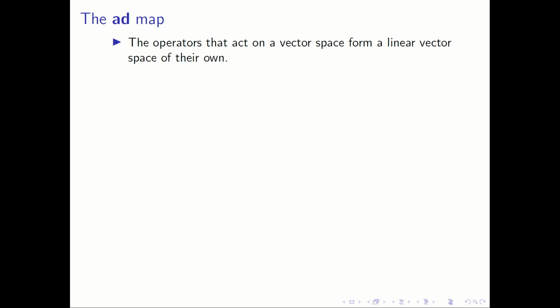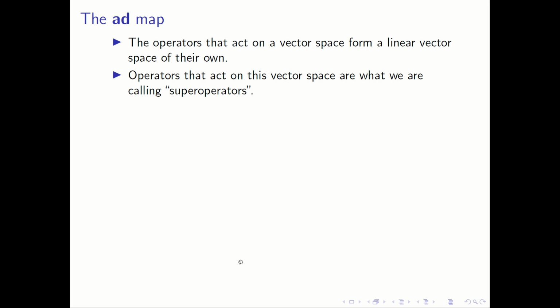Anyway. So what is a small ad map? Well, let me remind you that operators which act on vector spaces form a linear vector space of their own, as I have been saying, and operators which act on this vector space, the vector space of operators, is what we are calling superoperators. And the ad map, small because it's written with a small a, maps operators to superoperators. So this is actually one step above superoperators.